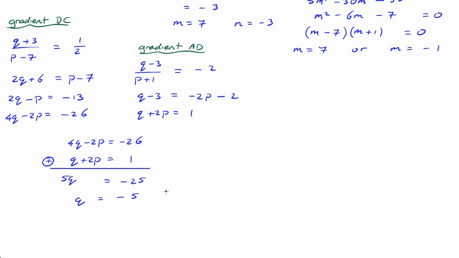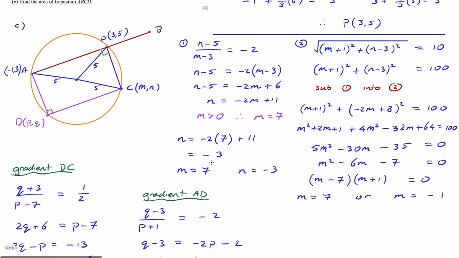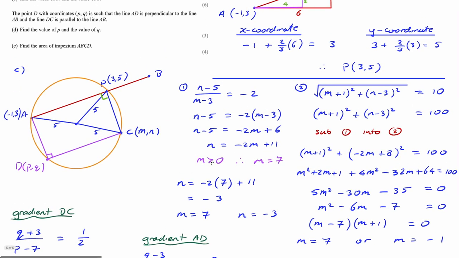If q is equal to negative 5, then I can just sub in here. Negative 5 plus 2p equals 1. 2p equals 6. Add the 5 over here, which means p equals 3. So over here I'm going to write, guys, p equals 3 and q equals negative 5. Okay, that is part D.